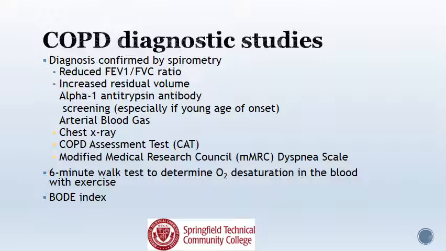They have flattened diaphragms, which are normally like beautiful half moons, but they tend to flatten out in patients who have chronic lung disease. There's something called the COPD assessment test, or CAT. And there's also a modified Medical Research Council dyspnea scale. And oftentimes, if it's a patient's first diagnosis, they'll do a walk test. The respiratory therapist or the pulmonologist or whoever's doing the test will have the patient walk around to determine the oxygen saturation, or lack of it, in the blood with exercise.